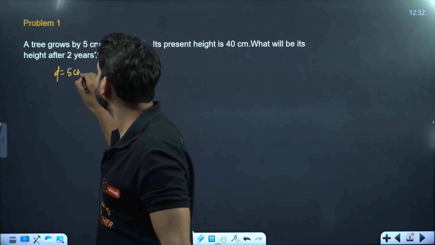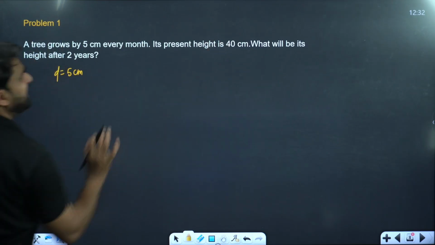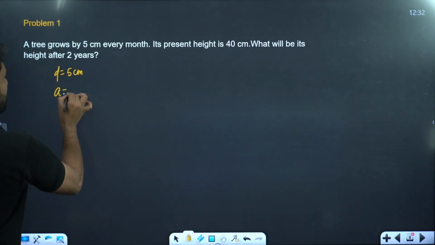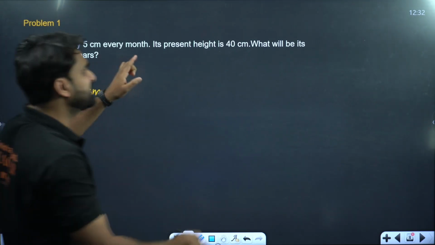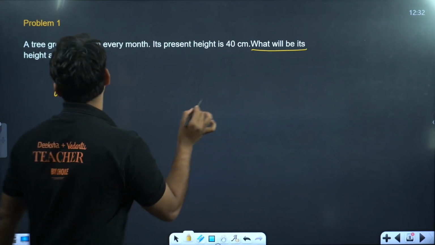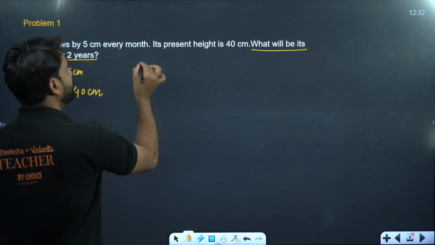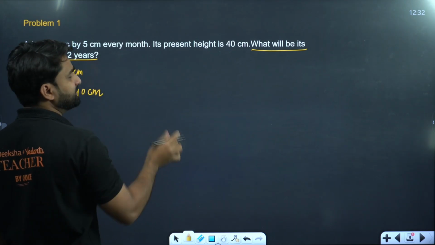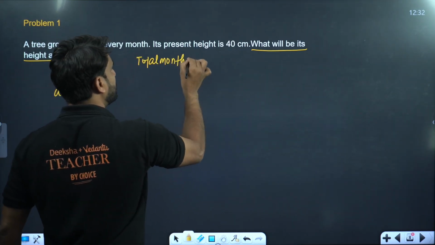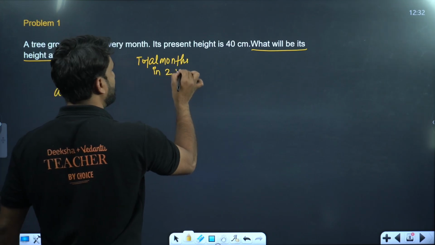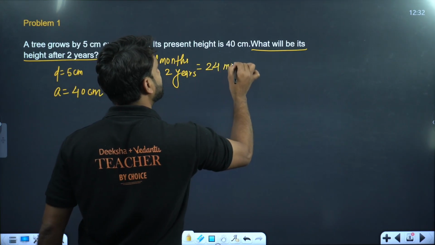This is the common difference because the height of the tree is increasing every month by 5 centimeter, and its present height is 40 centimeter. So a will be 40 centimeter. The question is asking what will be its height after 2 years. What will be the total months in 2 years? That will be 24 months.